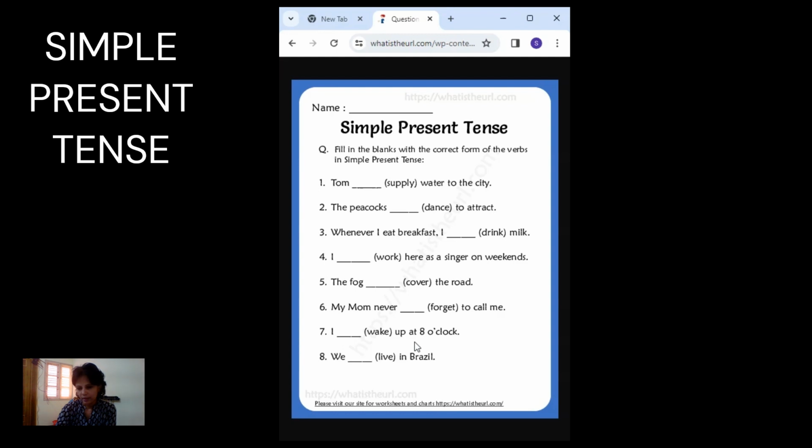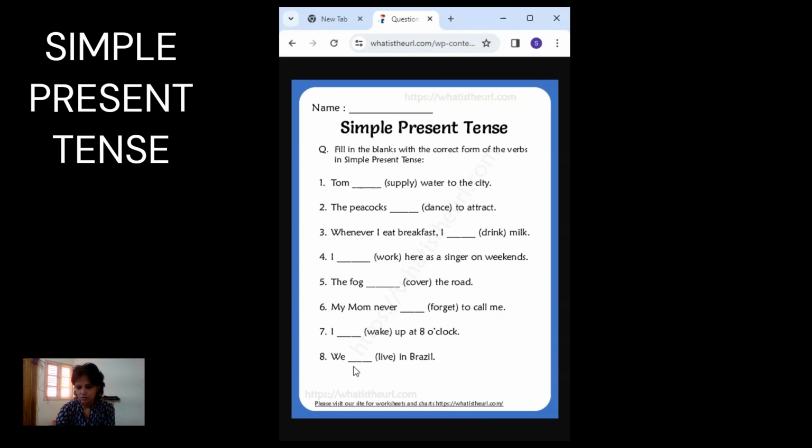Some people have different routines in their everyday life. Some people may wake up at 6 o'clock in the morning. Some people wake up at 7. Some people at 10. That is their routine. So here, I wake up at 8 o'clock.